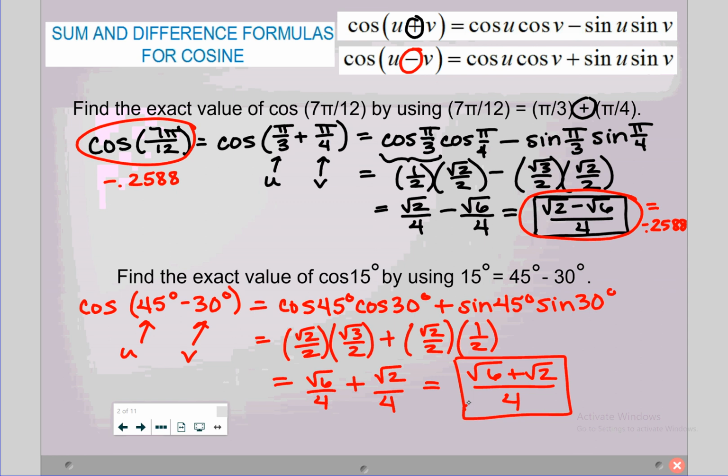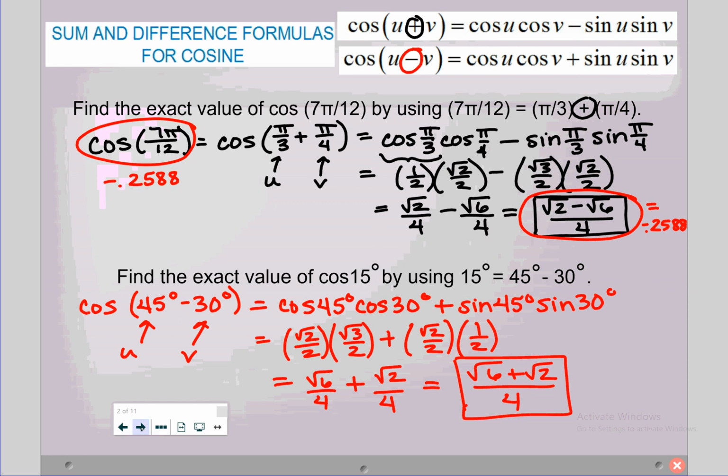And again, if you want to check this, just make sure you're in degree mode. Type in cosine 15, type in the answer, make sure the decimals match. Any questions on that? Yep. Are we always going to end up with a common denominator? Yes, you should for these.